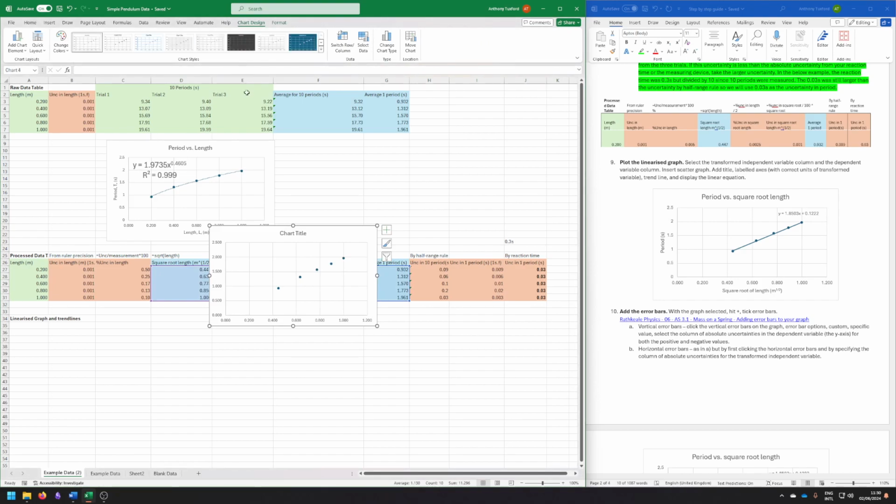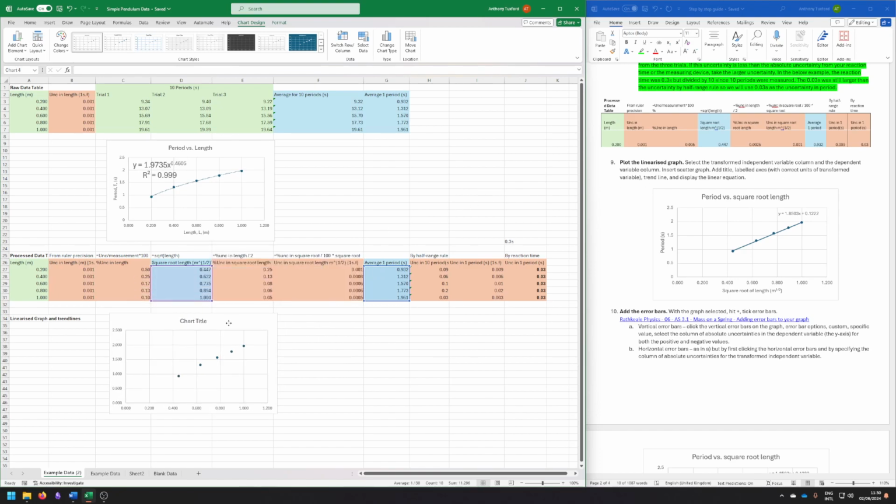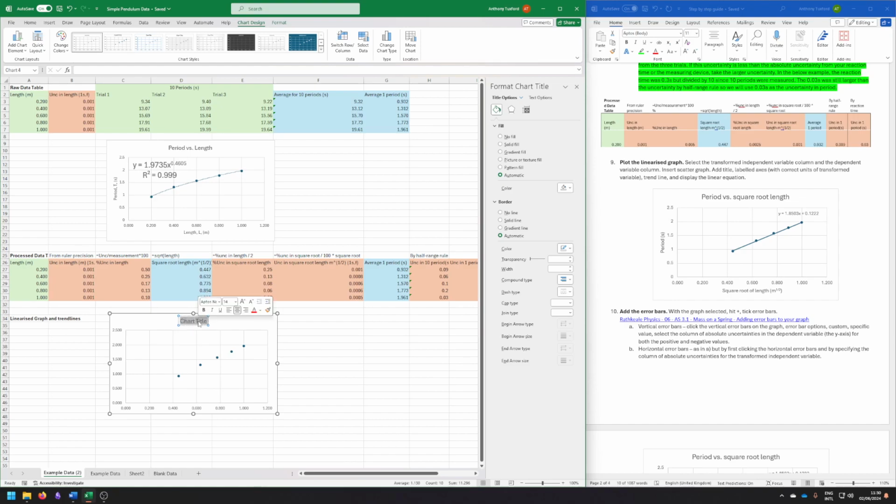Oh, there's my timer. It's time for lunch. Insert scatter graph. We want to add a title, axes, trend line, and display the equation. So a reasonable title could be period versus square root length. We click the plus, add axis titles. On our x-axis was square root length, and that is in meters to the power of a half.